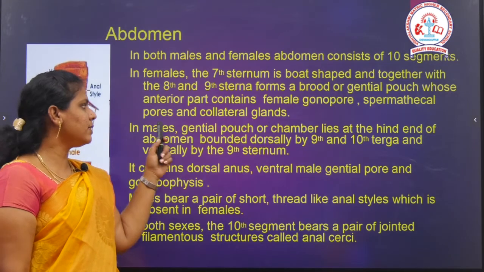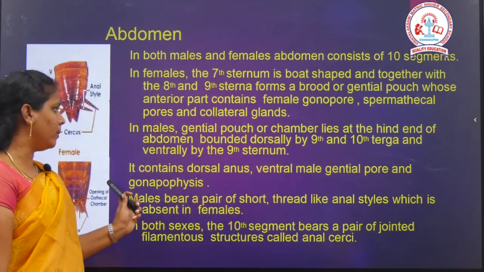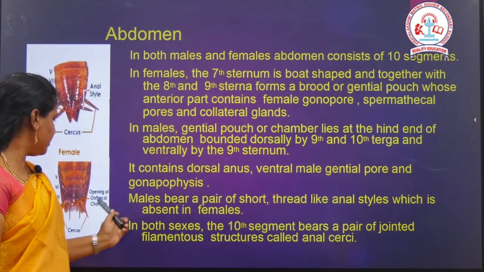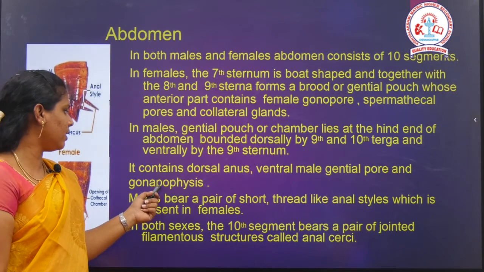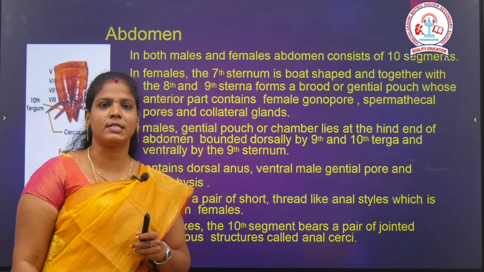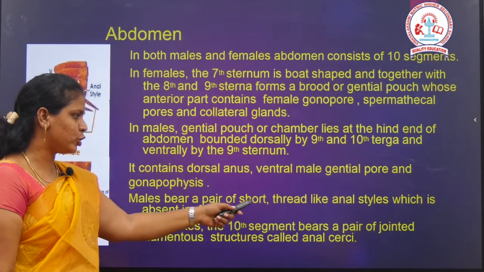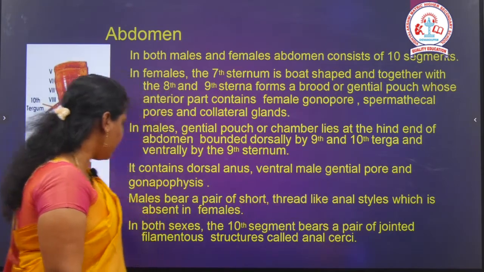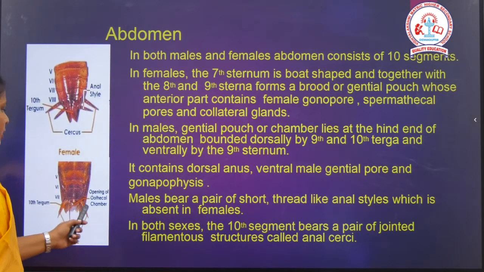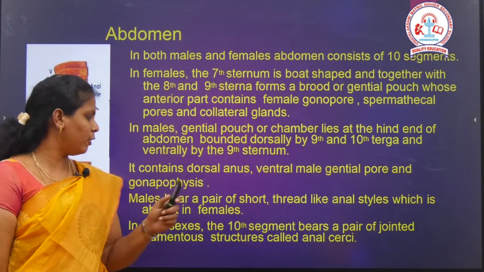In males, the genital pouch or chamber lies at the hind end of the abdomen, in the 9th and 10th terga. These are called gonapophyses, which are used for copulation. The male bears a pair of short thread-like anal styles. You can see the anal styles in the male. They are present only in the male and absent in the female.